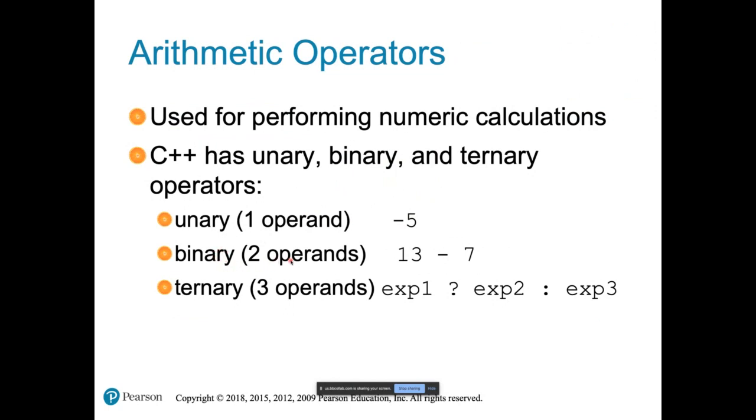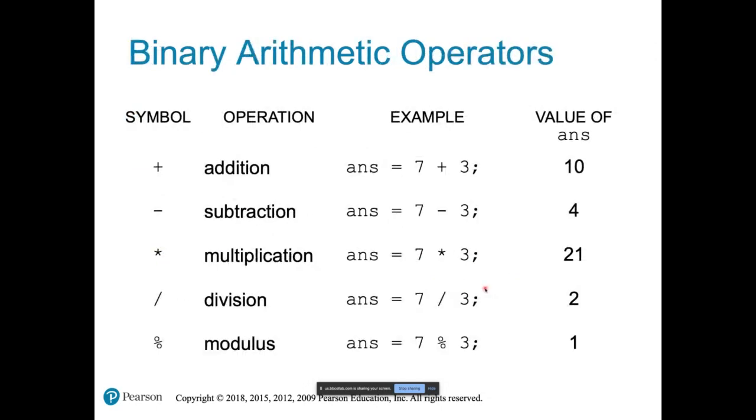Binary operators require two operands, like 13 minus 7. This is subtraction. And a ternary one we'll cover in chapter 4, which is this. And we'll go into that in more detail. But this is nothing but an if-else statement. But we'll cover that in chapter 4. I'm not going to cover all these operators because most of you already know simple math.